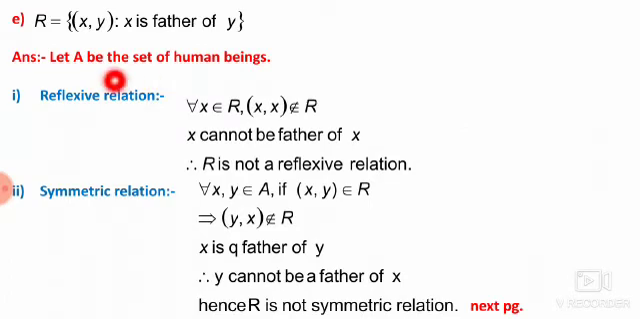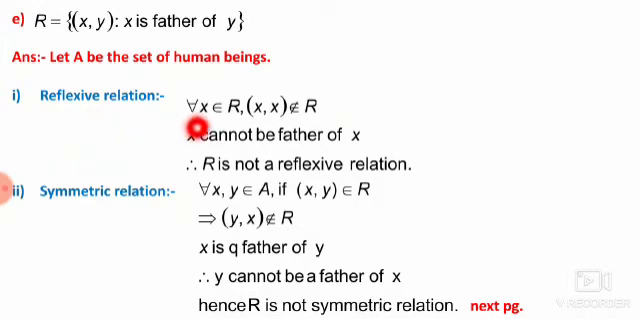We will go through one more example. R is a relation defined on the set A. It is given by (x, y) such that x is the father of y. Here the relation between x and y is a father relation. Let A be the set of human beings. Now let me check the reflexivity, symmetricity and transitivity.